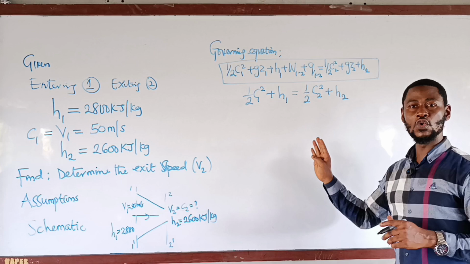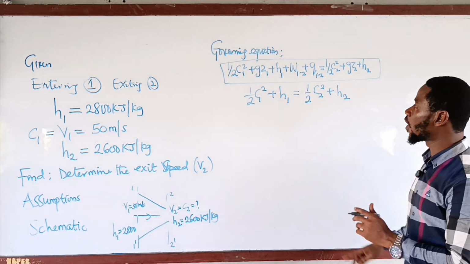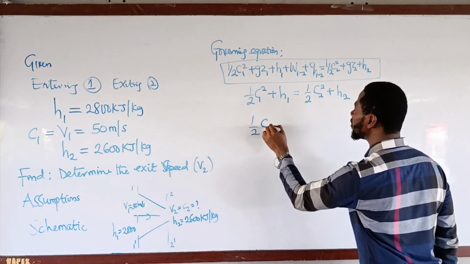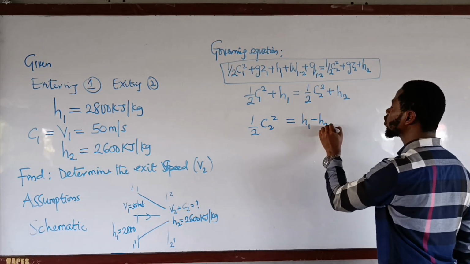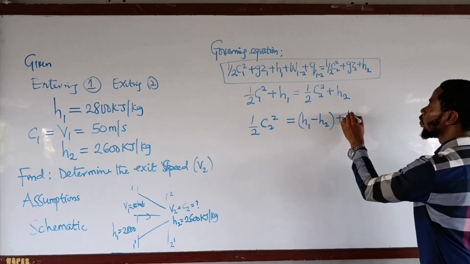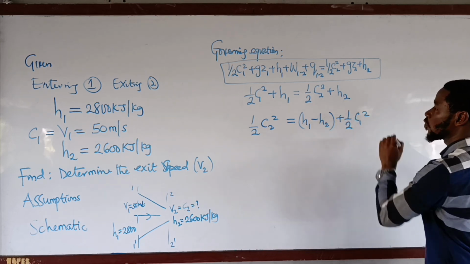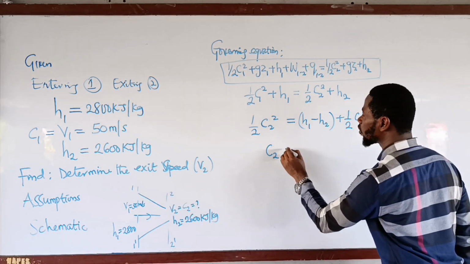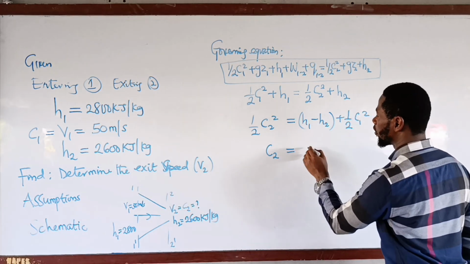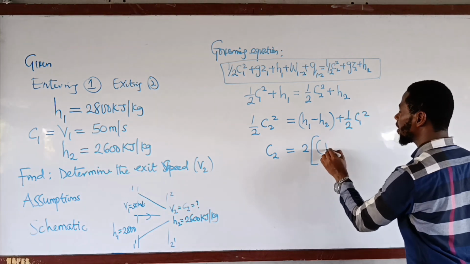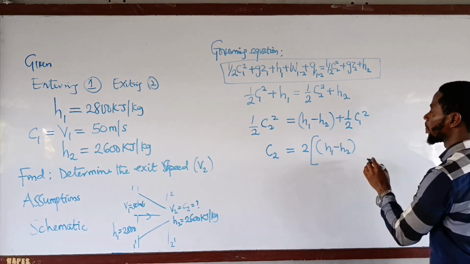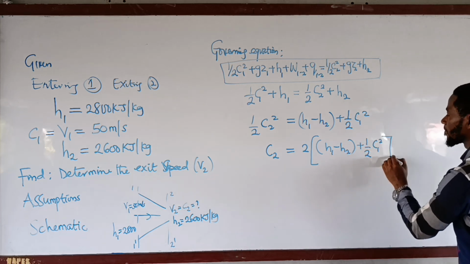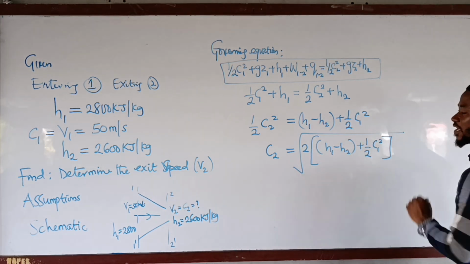So what we need to do is to make V2 the subject of the formula. H comes to this side: 1/2 C2 squared equals H1 minus H2 plus 1/2 C1 squared. So you use 2 to multiply everything. C2 becomes 2 into brackets H1 minus H2 plus 1/2 C1 squared, all in brackets.